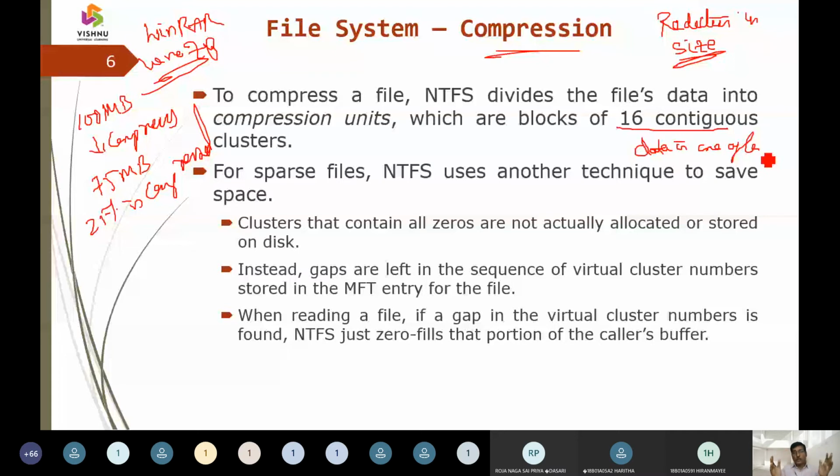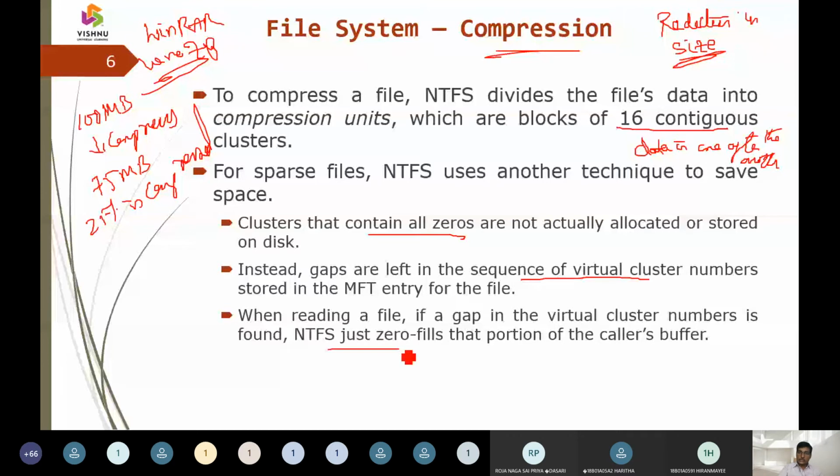There are no empty cells and no bad blocks. Everything is put together. We can say it contains all zeros, and they are not the actual content. Then it maintains some virtual cluster numbers, and if there are some bad sectors, it fills them up with just zeros.